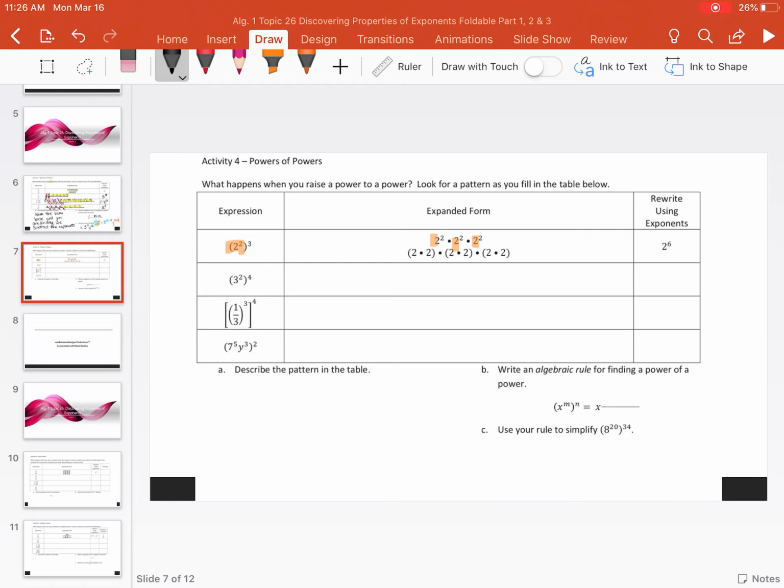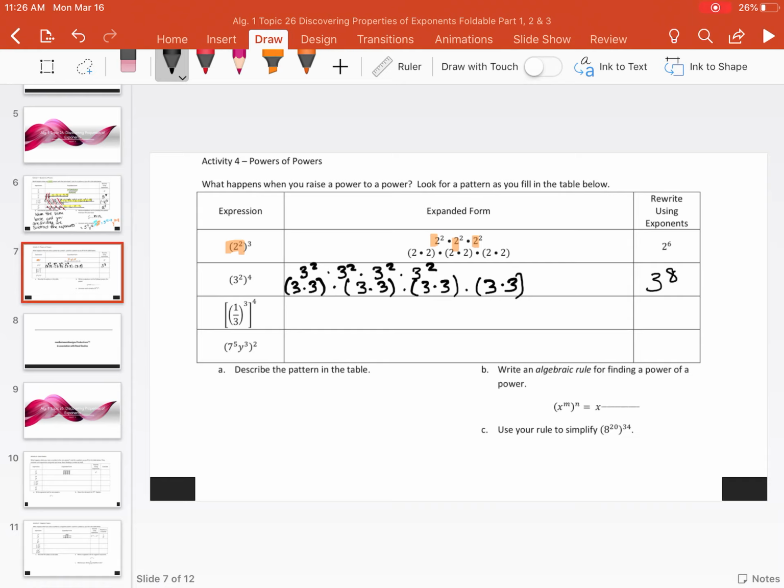Now, if we have 3 squared raised to the 4th power, that's the same thing as 3 squared times 3 squared times 3 squared times 3 squared. If we were to expand that out, 3 squared is the same thing as 3 times 3, 3 times 3, 3 times 3, and 3 times 3. So how many 3's do we count here? Well, we count 8. So this is going to be 3 to the 8th power.